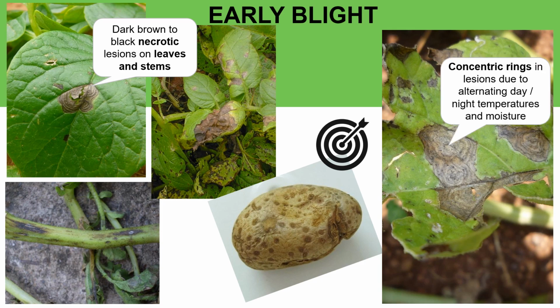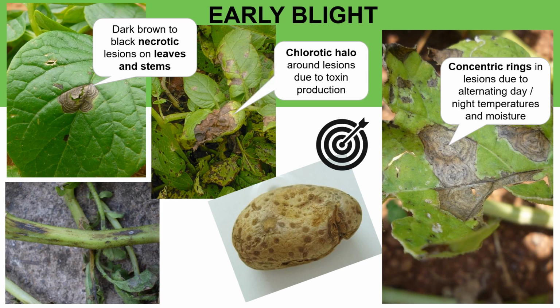As I've said, the characteristic symptom of an early blight lesion is the concentric rings within the lesions, and this is due to alternating day and night temperatures and moisture concentration in the air. What one often sees as well with early blight is a chlorotic halo around the lesions. Remember I said these pathogens produce toxins which move ahead of the pathogen. These toxins are what result in these chlorotic halos around the lesions.